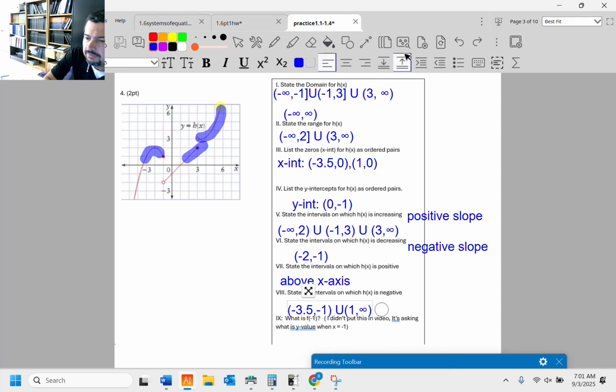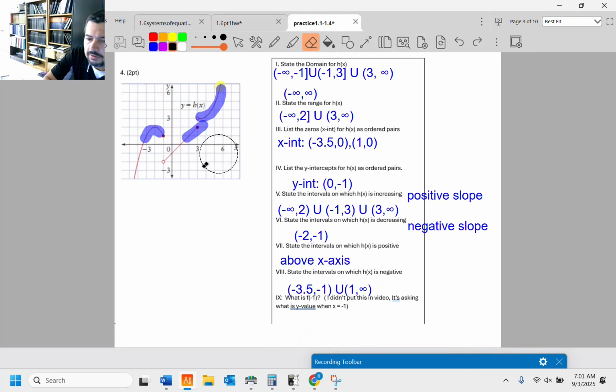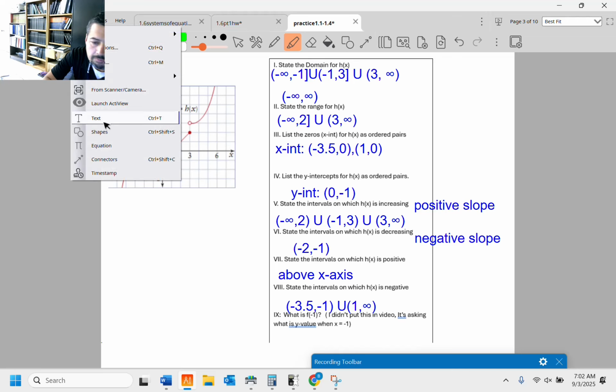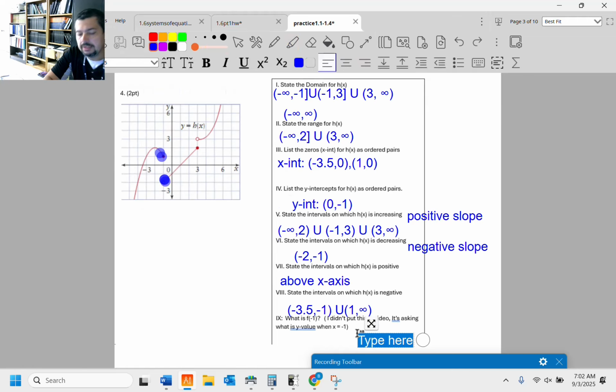Well, f of negative 1 is saying what is y when x is negative 1. And you can be this one or this one, but there's nothing here. There's a hole in the graph. So it looks to me like it's 1. That's what it looks like to me. So f of negative 1 happens to be 1.